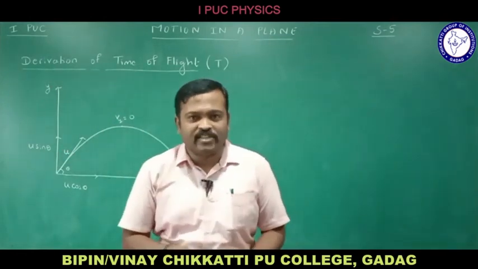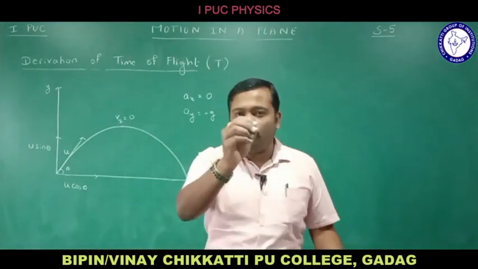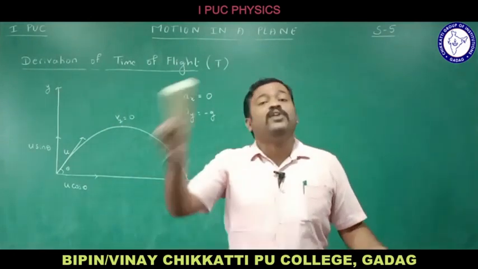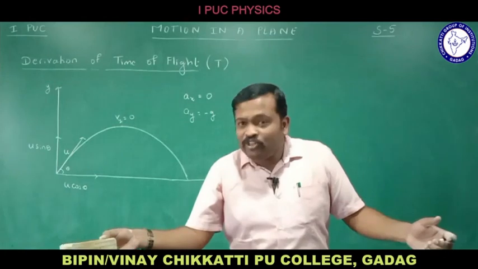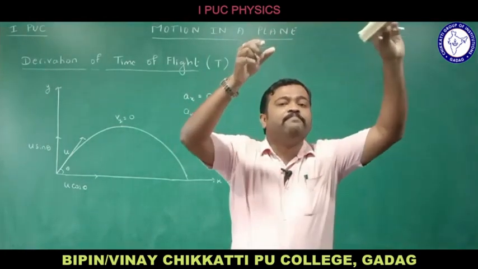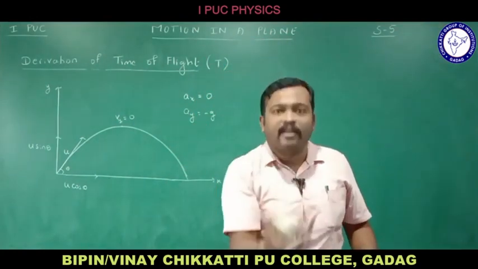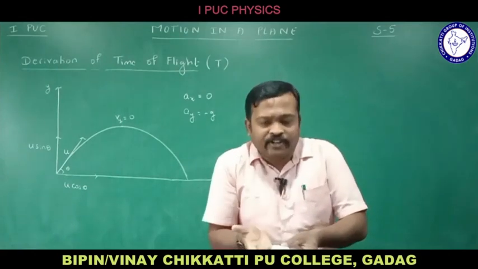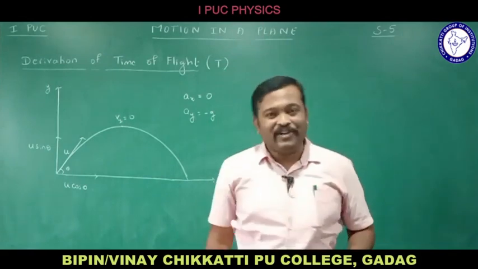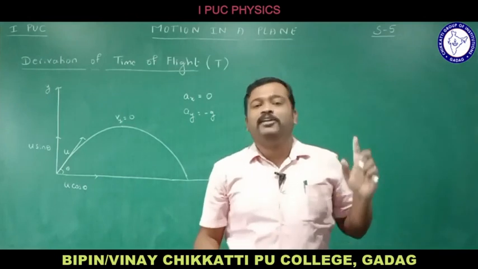One interesting fact you need to understand is that when the object is thrown in air, it follows a path like this, and the time taken by the object to go to the maximum height will be equal to the time taken by the object to come to the ground. For example, if I throw this duster and it takes 2 seconds to go up, it will take 2 seconds to come down.